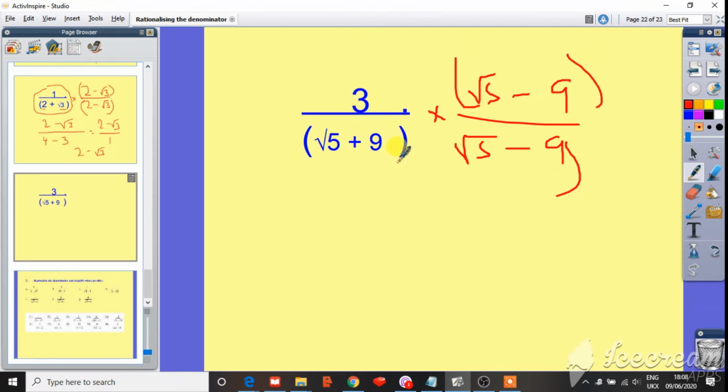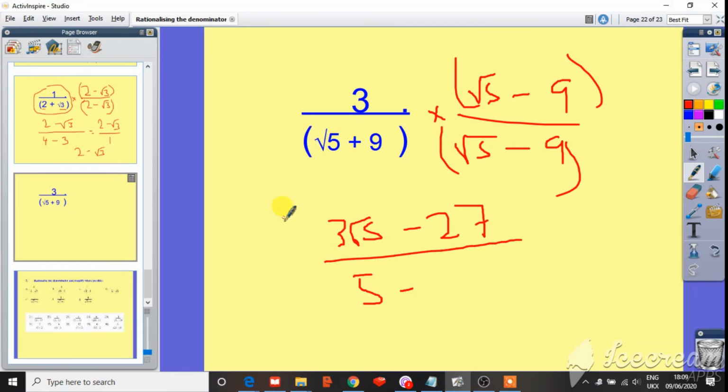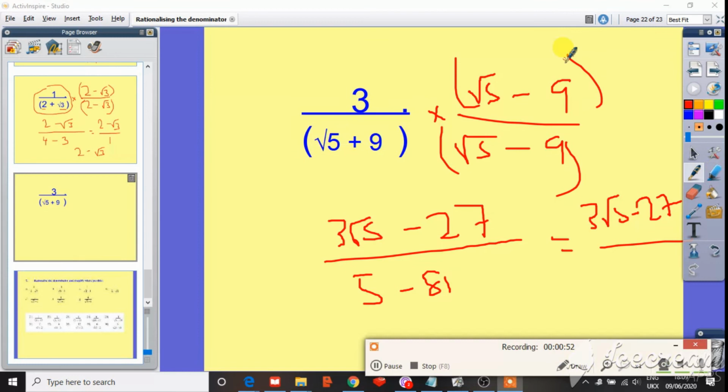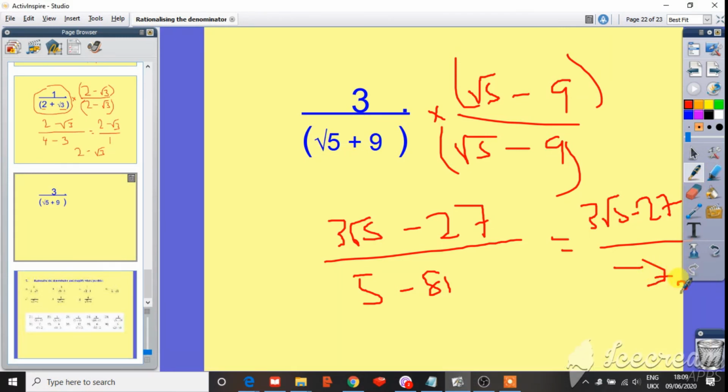So I'm going to treat these as brackets. 3 times root 5 is 3 root 5. And 3 times minus 9 is minus 27. Okay, root 5 times root 5 is just 5. Don't care about middle terms, but you can do it if you want. In this case, it'll be positive 9 root 5 and negative 9 root 5, which will be equal to 0. 9 times 9 is 81. So my numerator is 3 root 5 minus 27. And the denominator is 5 minus 81. Be careful with that, because 5 minus 81 is minus 76.